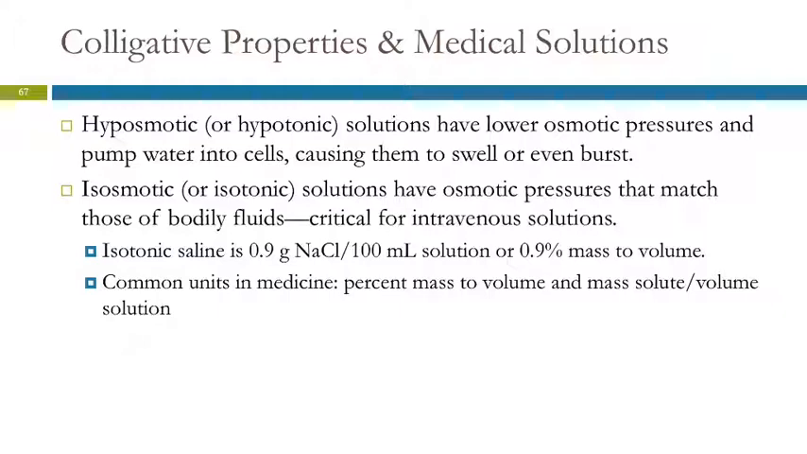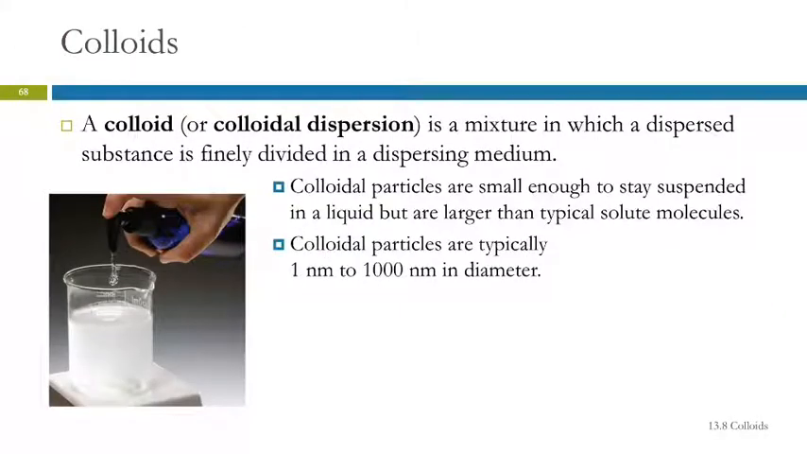Common units used in medicine are mass to volume percent, because they want to know, okay, what mass of medication are we giving this person? But the easiest thing to measure is volume. So you can measure it with a syringe or in a bag of IV fluid or whatever. So they use mass to volume percent a lot. That's the end of that section.